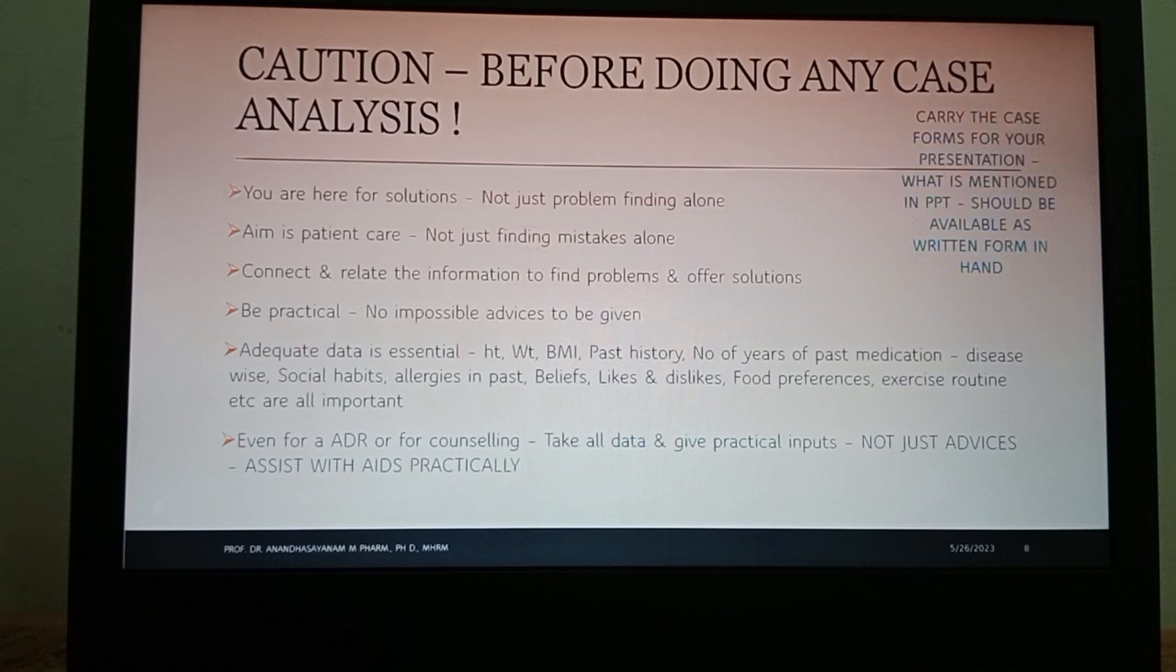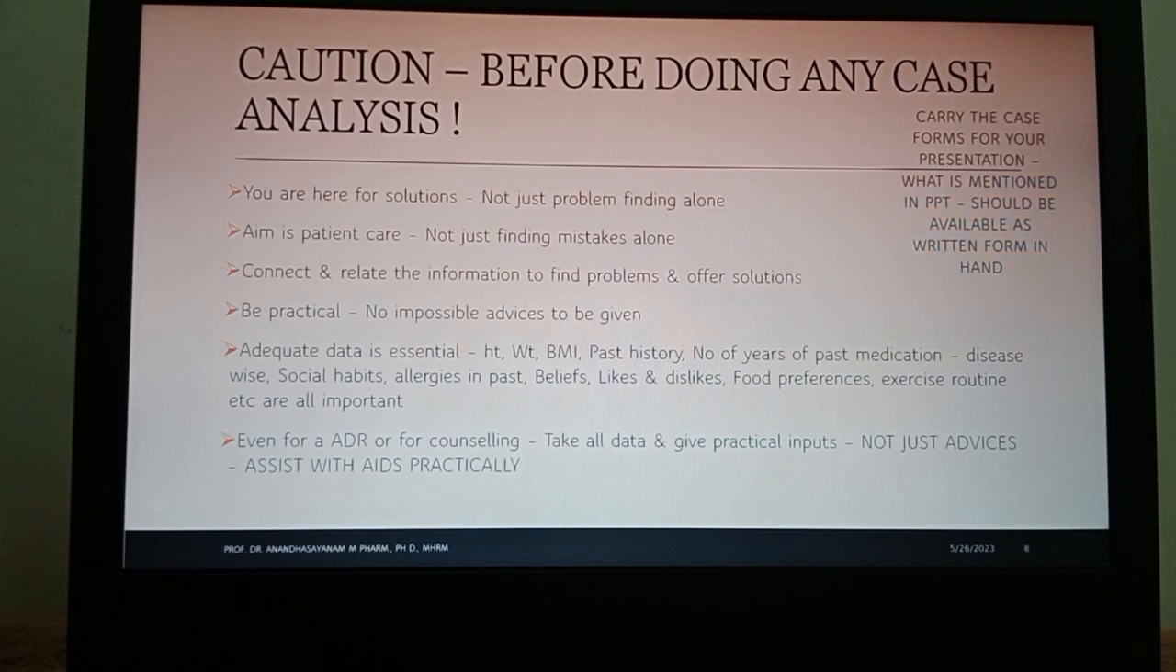Adequate data is essential. So in every patient, in every case, please take the height, weight, BMI, past history of diseases, past history of medication, number of years in which they are suffering from the problem, number of years they are taking medication, what are the social habits, do they smoke, do they take tobacco, do they drink more tea, more coffee, they cannot live without coffee, allergies in the past, their beliefs, their likes, their dislikes, their food preferences, their exercise routine, etc. are all important, because you cannot convince a patient to do an exercise who does not believe in an exercise or like an exercise. So it has to be a step by step approach.